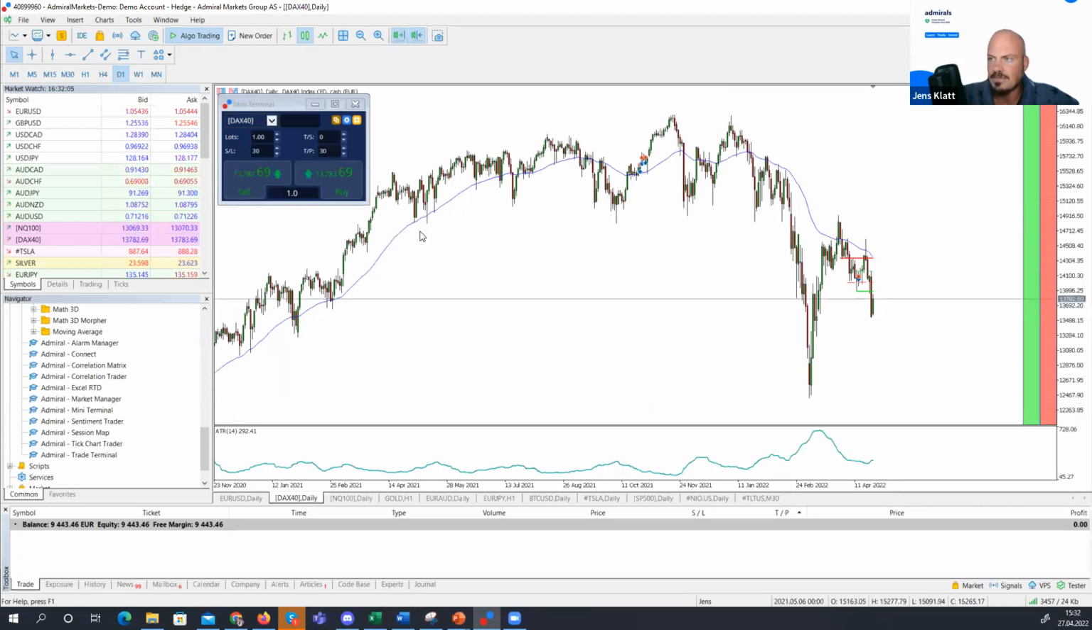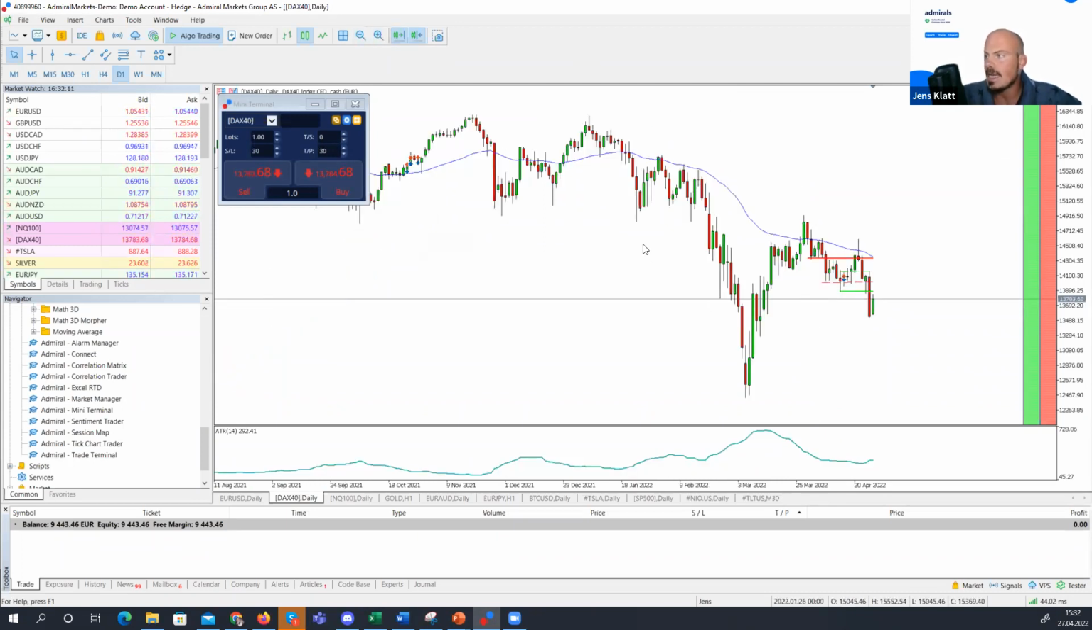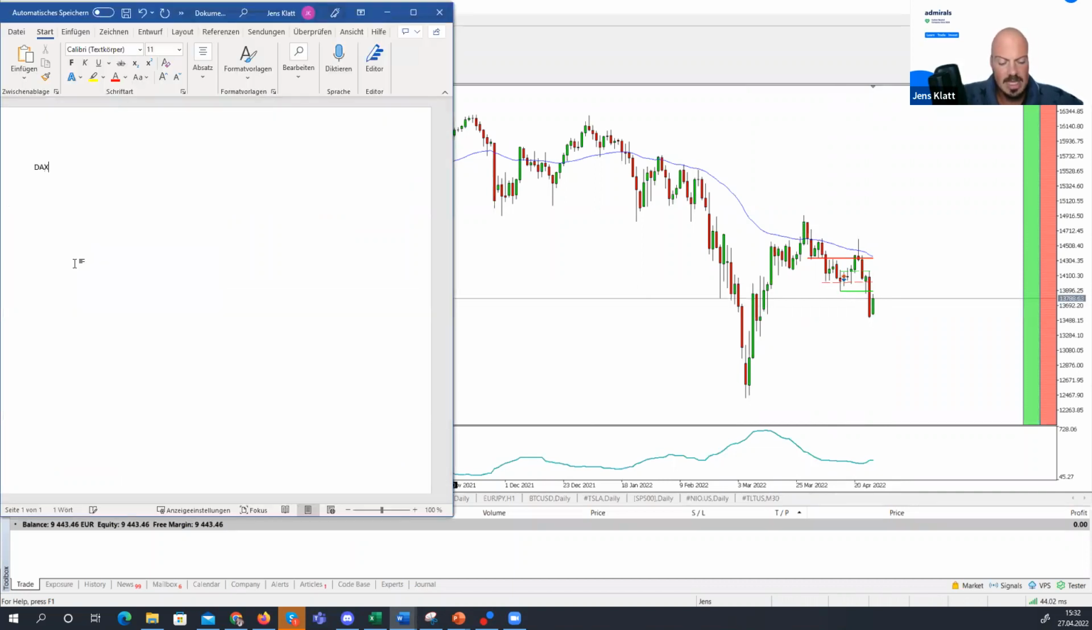So in this case, what we have is the DAX here on a daily chart. And so let's take yesterday, or let's take this day. Let's take today. Why not? So I will work here with a Word document. Let me just open this. So let me just get this over here. And then we say DAX daily ATR 14 equals. And then we make this larger.